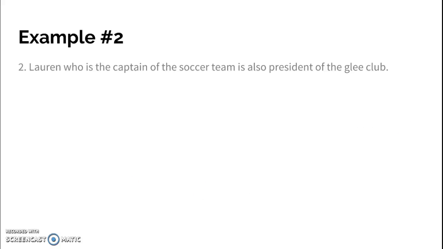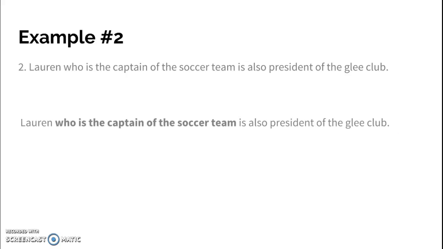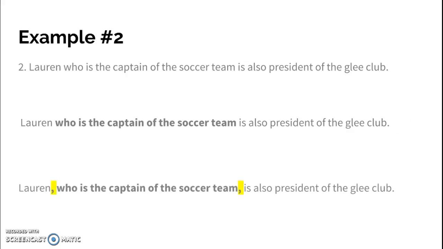Looking at example number 2. Lauren, who is the captain of the soccer team, is also president of the glee club. Again, my sentence is about Lauren, and who is the captain of the soccer team is giving me more information about Lauren. So again, my non-restrictive element is in the middle of the sentence, so I need a comma before and after. So go ahead on your note sheet and put a comma after Lauren, before your non-restrictive element, and after team.